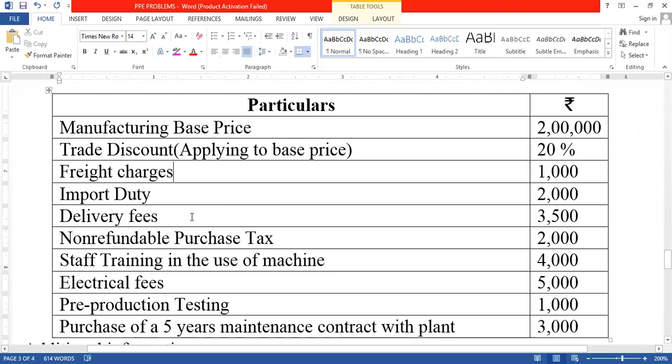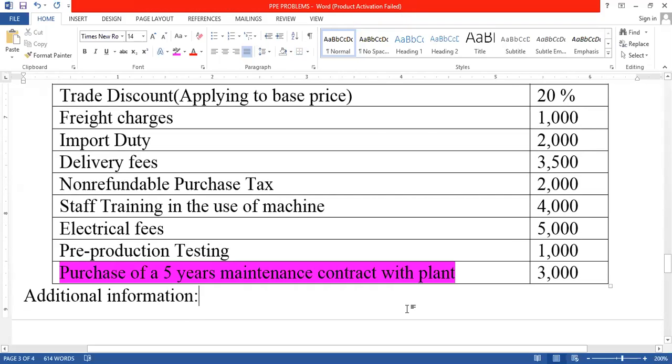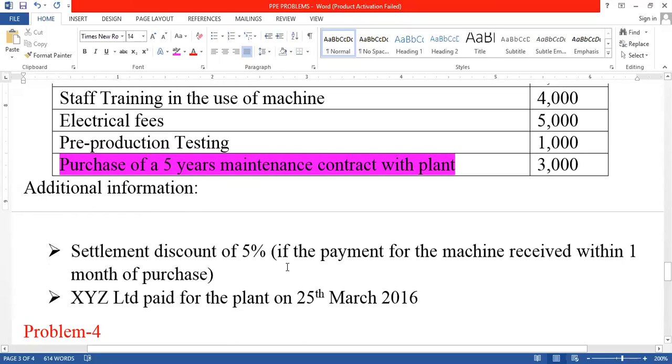Import charges we should add. Delivery fees we should add. Non-refundable purchase tax we should add. After this, staff training in house of the machine we should add, and electrical fees we should add. Pre-production testing we should add. Purchase of 5 years maintenance is not an added item; it is shown in the income statement. See the additional information: settlement discount is in the income statement, so we do not consider it here. XYZ Limited paid to the plant is also not considered; there is no amount.